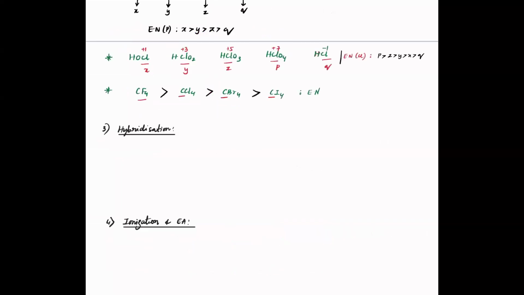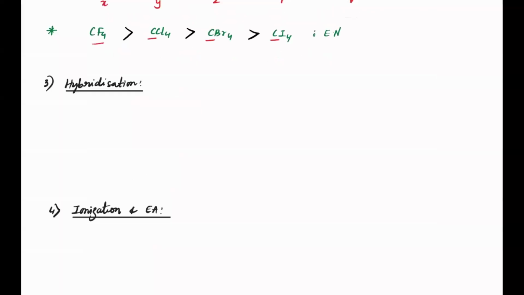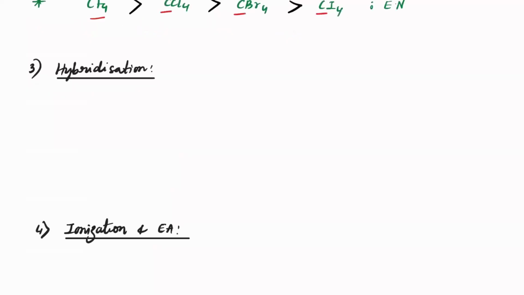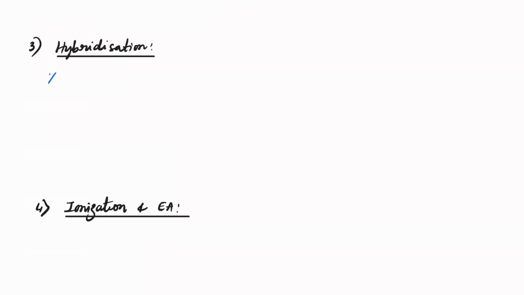Next, when it comes to hybridization, of course we have not discussed anything about hybridization, but just check the percentage s character. If that character is more, then the electronegativity of that particular atom is more. So if a carbon with sp3 is present, a carbon with sp2, and a carbon with sp, then the electronegativity of the sp carbon would be greater.